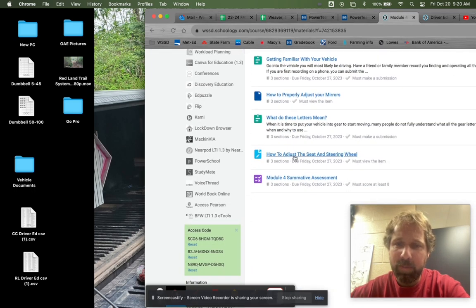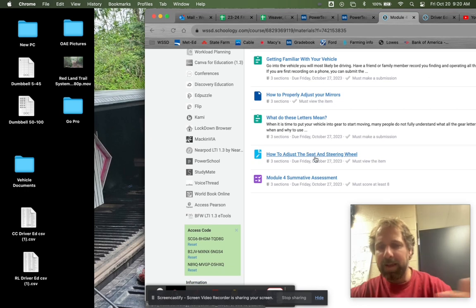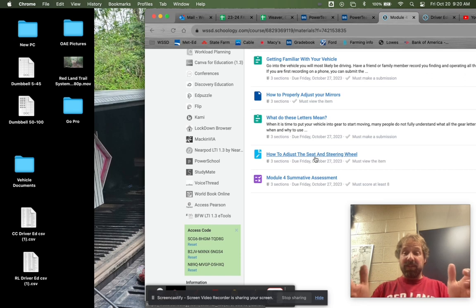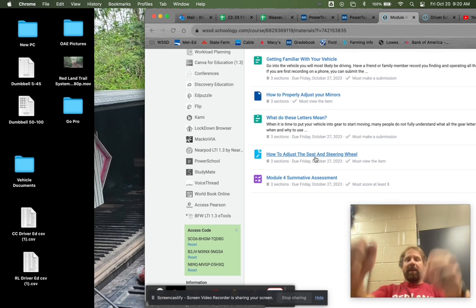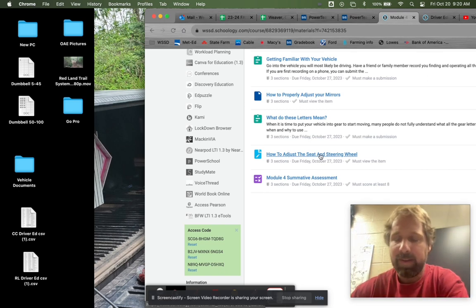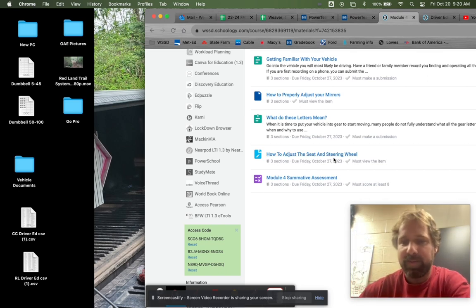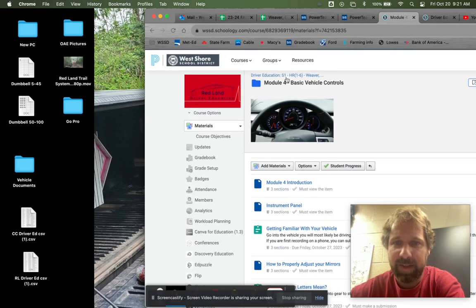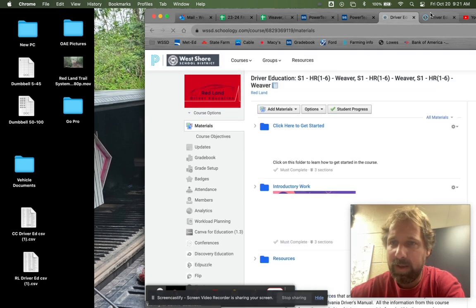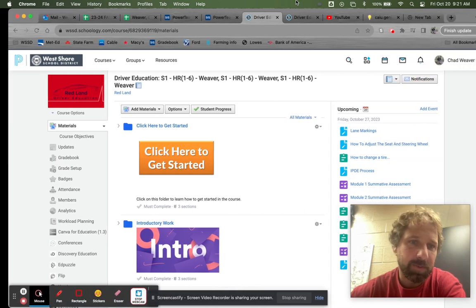The next one is an EdPuzzle. It talks about how you should adjust the seat and the steering wheel. Steering wheel should be at least 10 inches away from the chest. We don't want to be driving like this. We also don't want to be way back here. So it talks about how you can safely adjust the seat and the steering wheel for every person. And then there's an assessment at the end. It's a total of 10 questions. Students have to get 8 correct. So again, it's just an introduction to basic controls that are found within a vehicle.